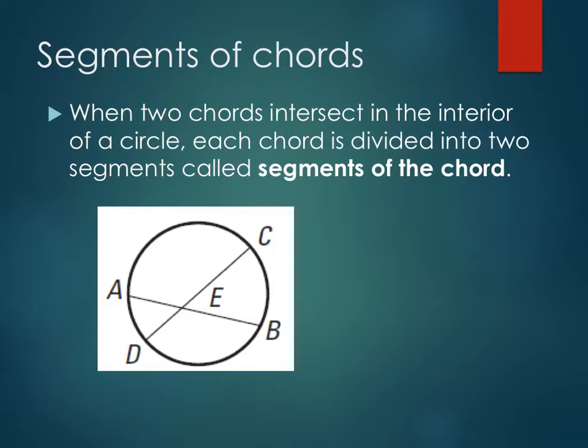So this chord, when it intersects this chord, is divided into two parts, and we call each of those parts a segment. So this is one segment, this is the other. This is one segment, this is the other.